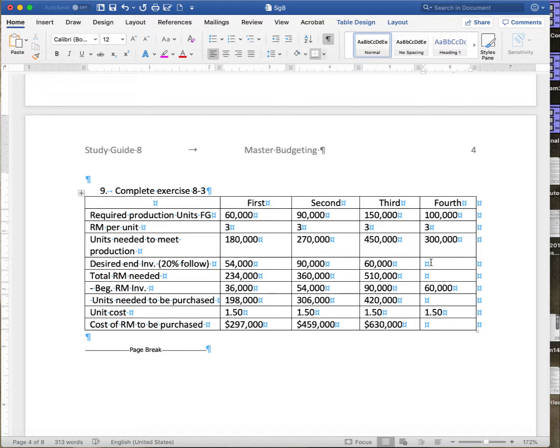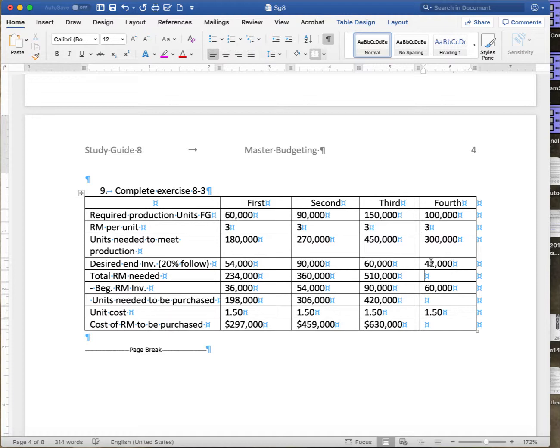Okay, it's not 20% of 70,000 because that's the number of bottles that I'm going to make. I need 3 grams of this musk oil to make one bottle, so I'm going to take 70,000 times 3. That's the total units of raw material needed to meet production, right? Then I'm going to multiply that by 20%. So I'm taking 70,000 units times 3 grams per unit times 20% gives me 42,000 grams. Okay?